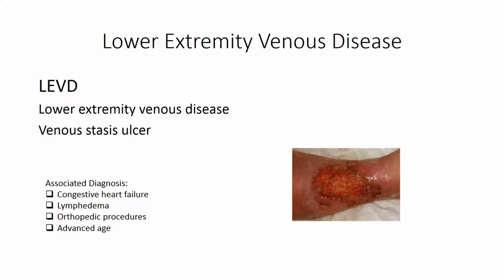Now here is the venous ulcer. This is lower extremity venous disease, and we call it a venous stasis ulcer. The diabetic foot ulcer is the DFU, and the venous stasis ulcer is the VSU. Some of the associated diagnoses for the venous disease patients are congestive heart failure, lymphedema, orthopedic procedures, and advanced age.